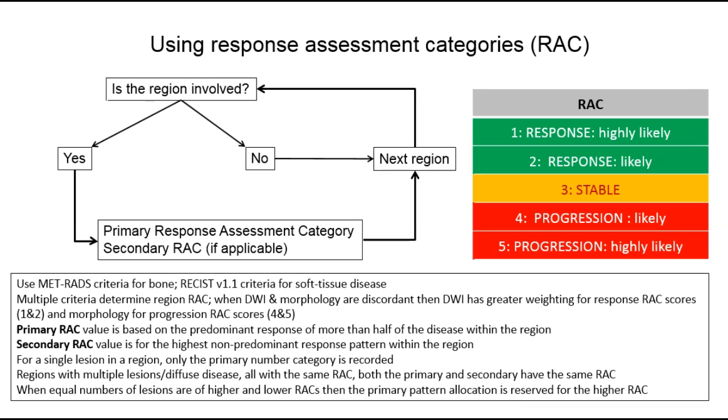For each of the sites, you have to assign a response assessment category. So for each region that we just talked about, you have to decide whether there is or there is not metastatic disease present and its response. And then you have to decide what is the primary response assessment category in that region and what is the secondary response assessment category in that region. So the primary response assessment category is based on the predominant response in more than half of the disease volume in a region, and the secondary response assessment category is the highest non-predominant response within the same region.